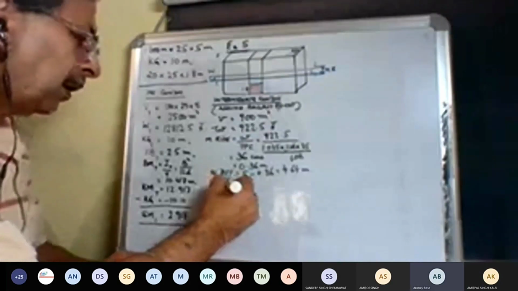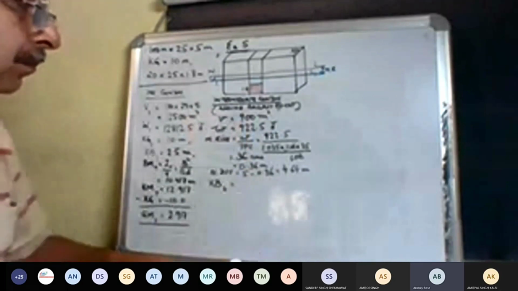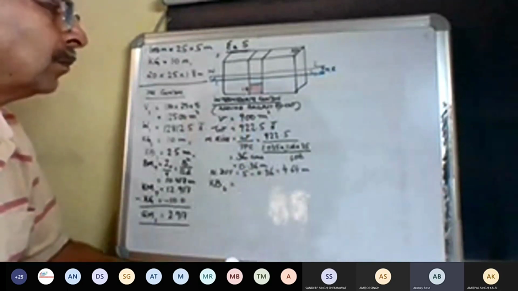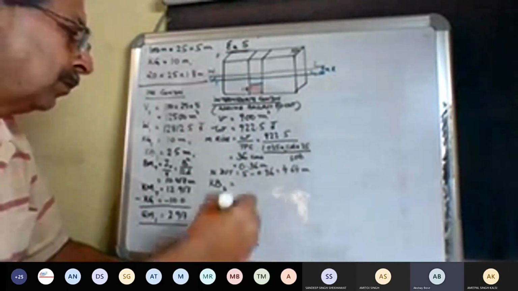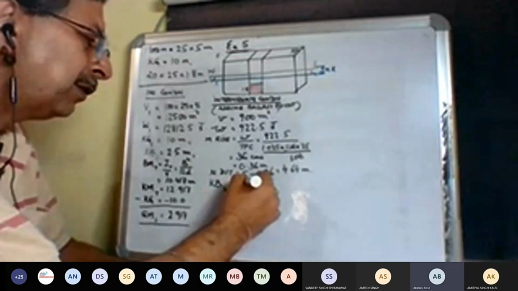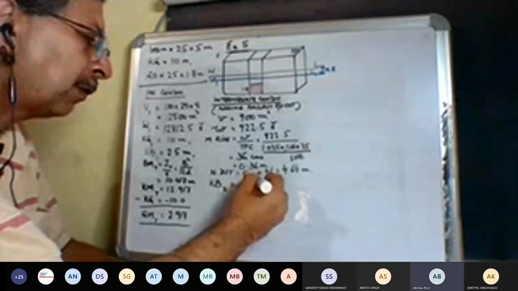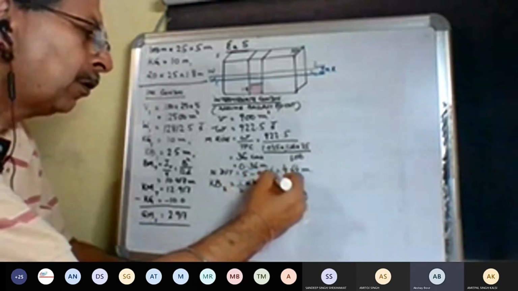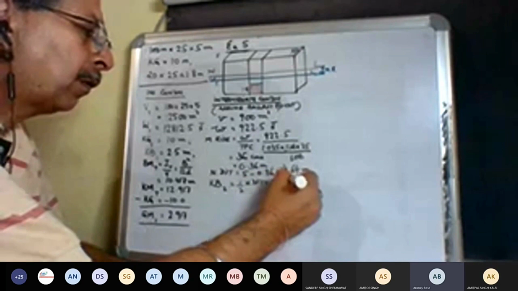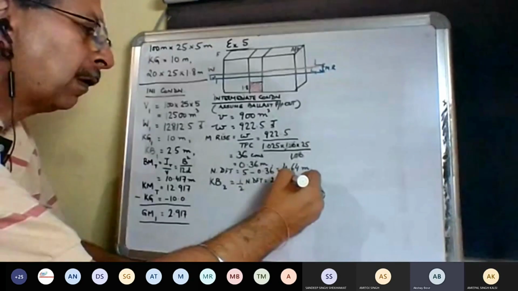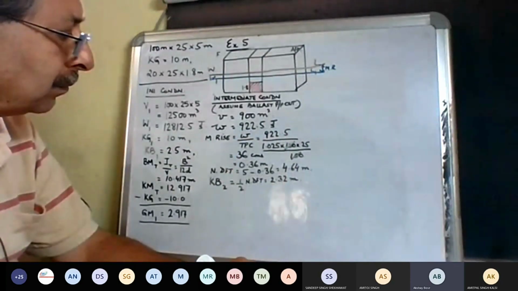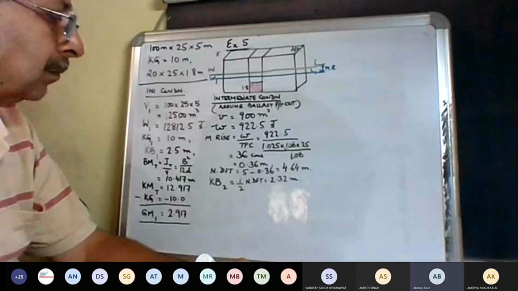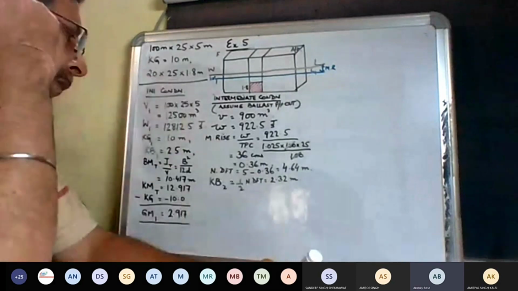Tell me KB2. Half of the new draft 2.32. Is it okay? This will be the new KB. This is KB2.